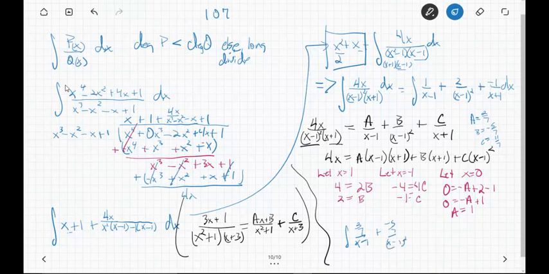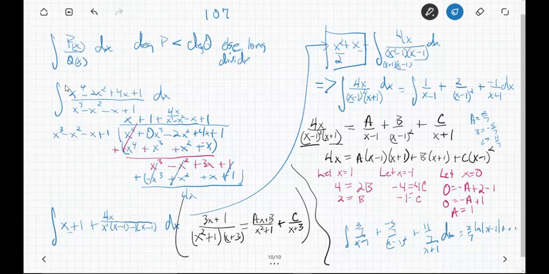Now you don't have to do this. This is just a preference for me. 11/7 over x plus 1 dx. The reason is it's really easy to take that antiderivative. That would become 2/7 natural log of the absolute value of x minus 1 plus dot, dot, dot, et cetera. It's a lot easier to take the integral of it.